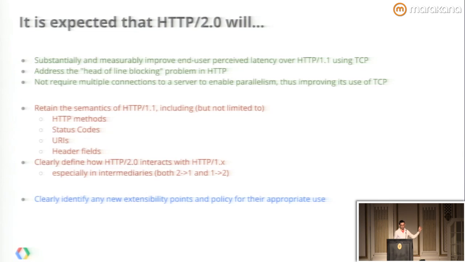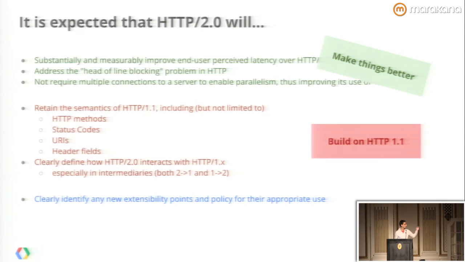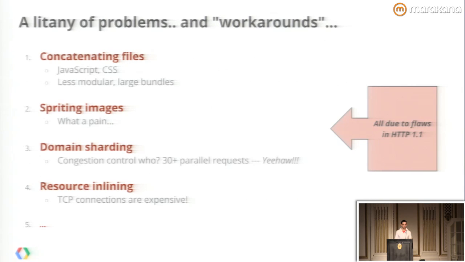So this is directly from the working group mandate. We're not going to go through it, it's a lot of text. Basically, I grouped them into 3 things: make things better, build on HTTP 1.1, and be extensible. One of the core features of HTTP 1.1 is that it is extensible, so we want to make sure that we preserve that. We want to make sure that HTTP 1.1 continues to work. And as we covered in the beginning, we want to address the fundamental limitations of HTTP 1.1. We touched on this briefly, but here are some examples of the kinds of things that all of us today need to do to work around these limitations.